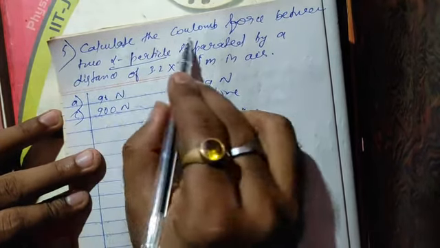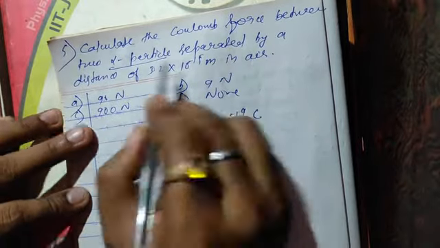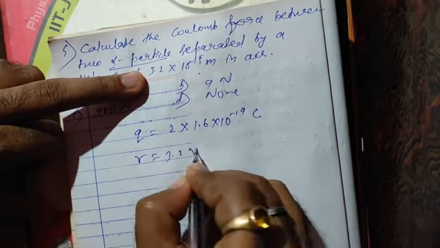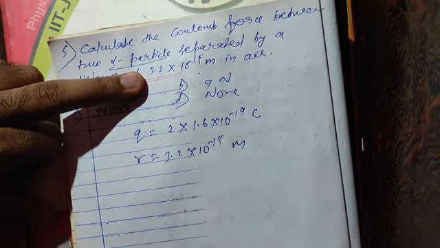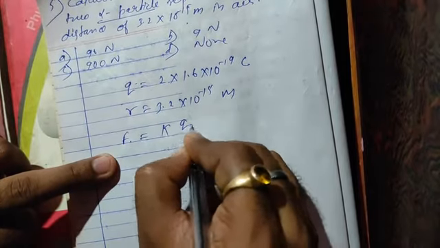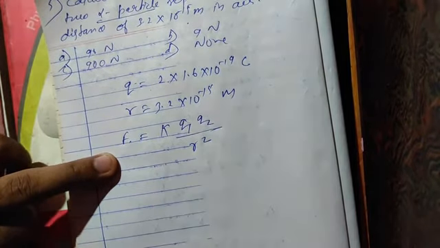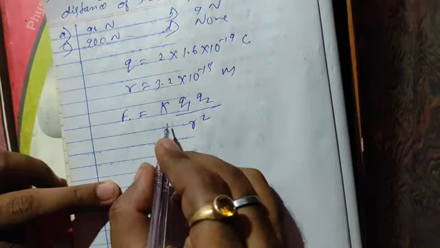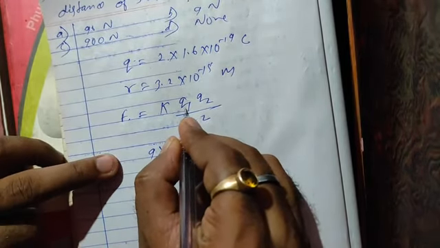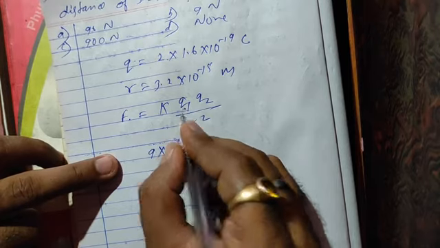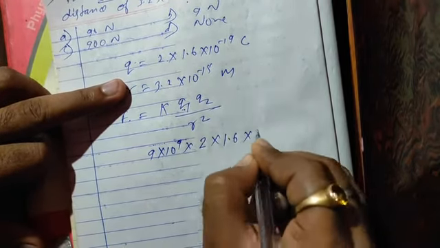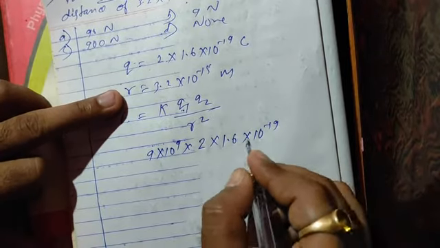Calculate the Coulomb force between two alpha particles separated by a distance R, which is given as 3.2 × 10^-15 meter. From Coulomb's law, we know F = K Q1 Q2 / R². Now K has a value of 9 × 10^9. Q1, the charge on an alpha particle, is 2 × 1.6 × 10^-19 coulomb. This is 2 times.